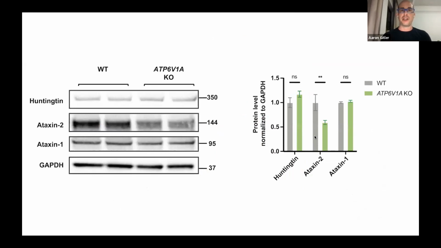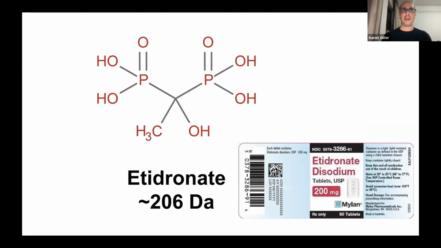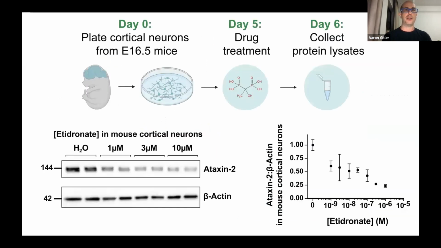The other reason this caught our attention is that it's already the target of an FDA-approved drug that's been used to treat osteoporosis. It's called etidronate. And this has been approved by the FDA for over 40 years, and there's decades of safety and real-world data on it. So we got some of this etidronate, and we first treated mouse neurons.